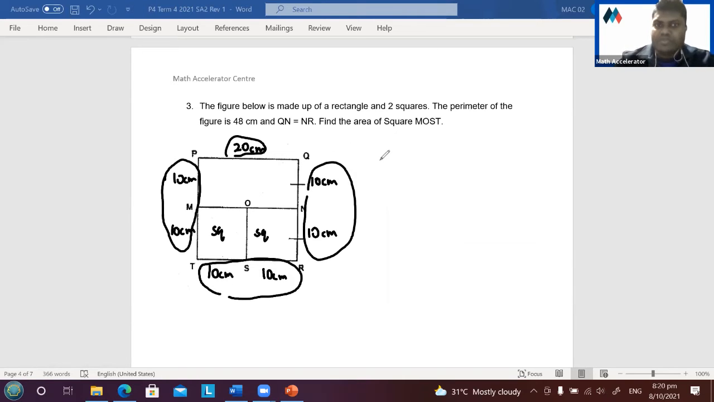Okay, so what can you tell me of the shape PQRT? What shape is this then? Type in the chat.